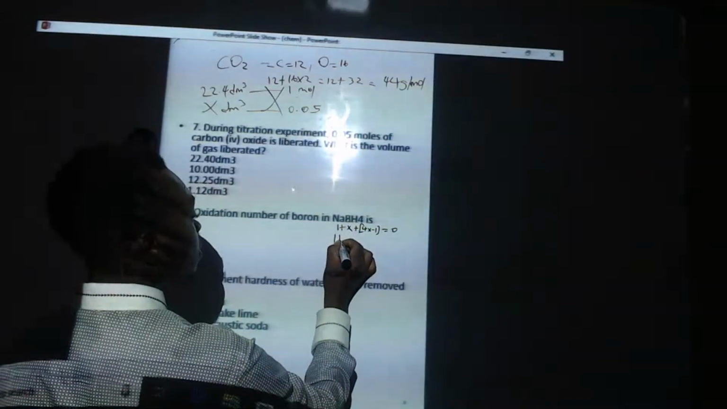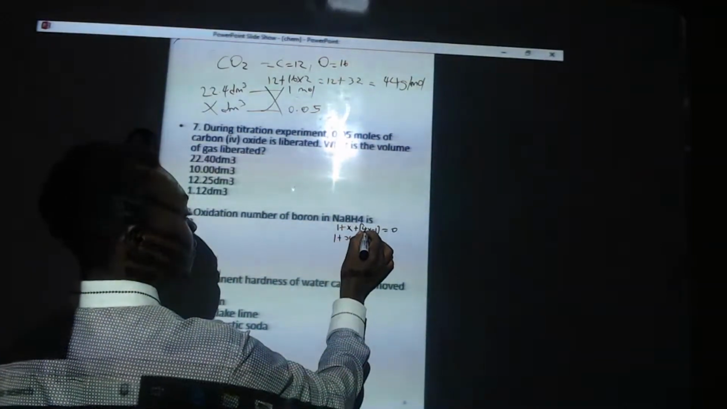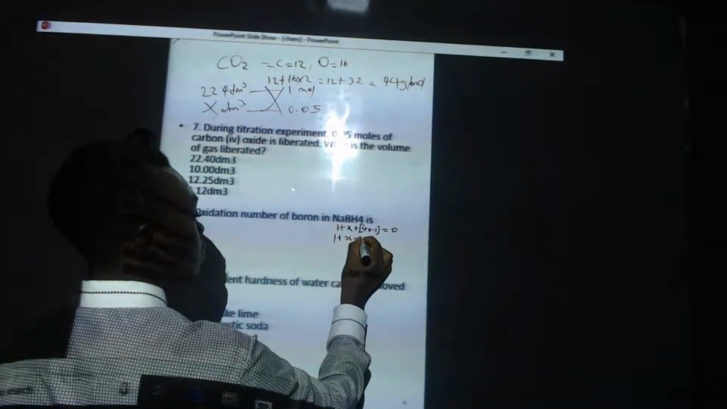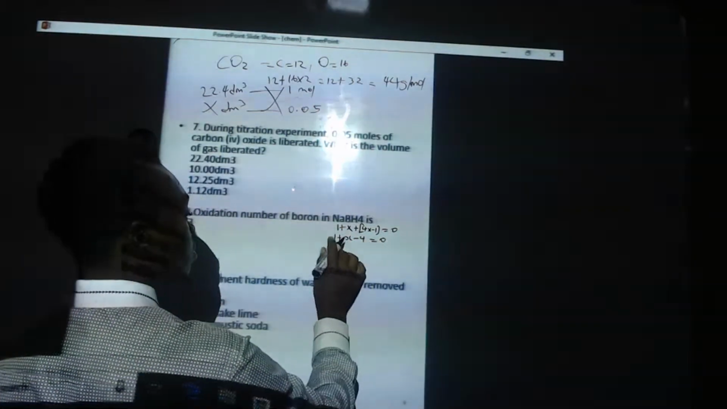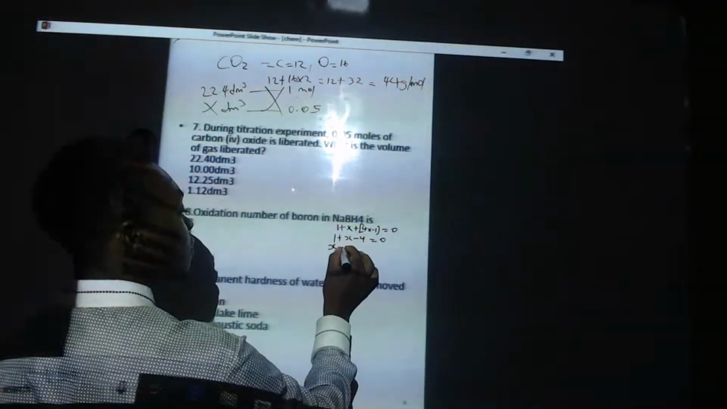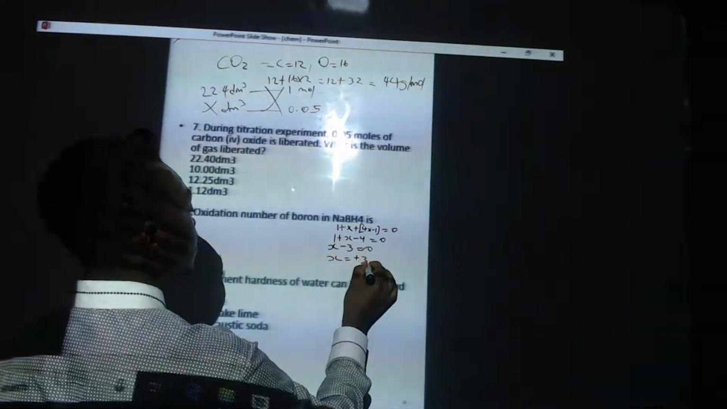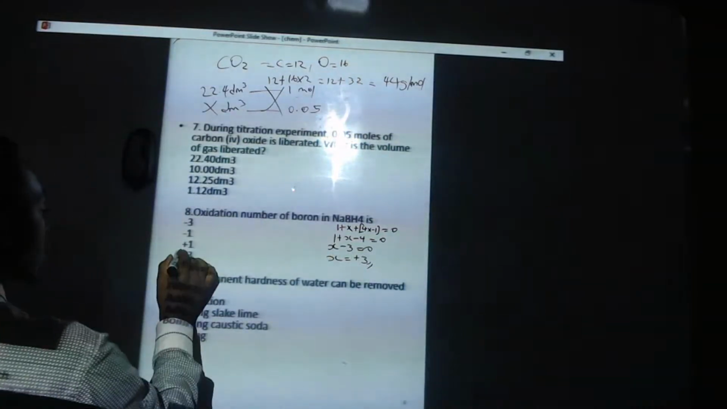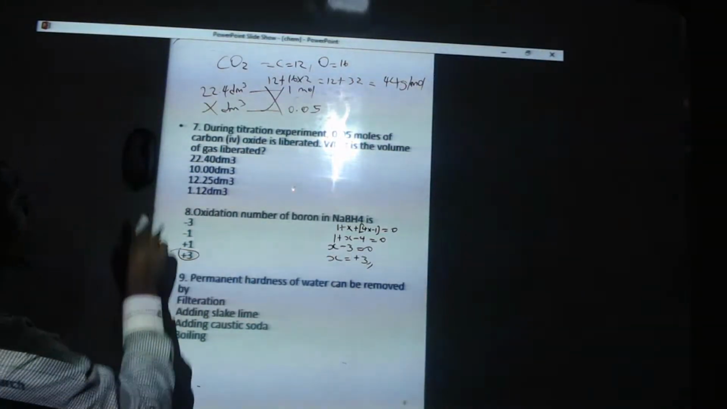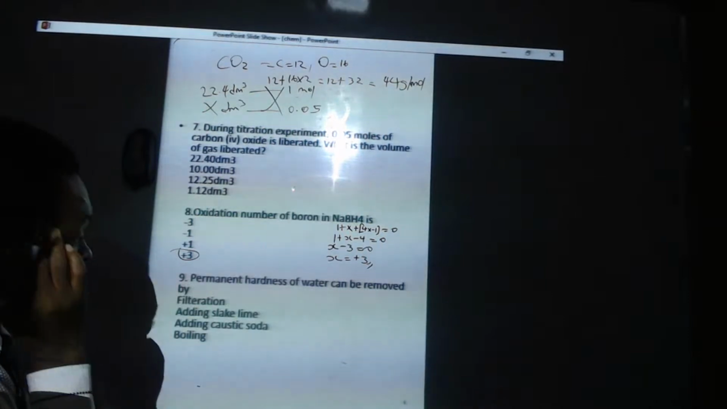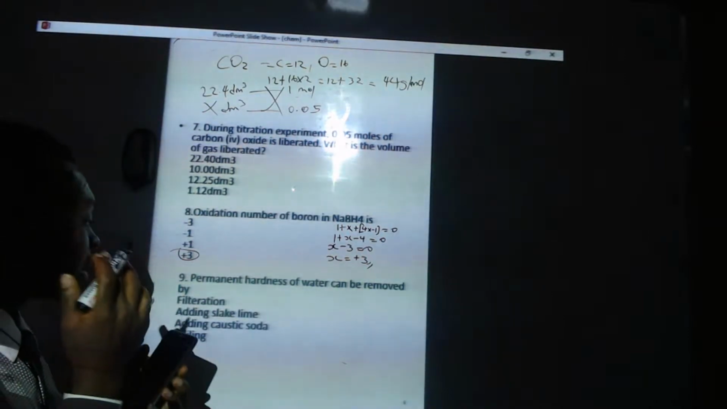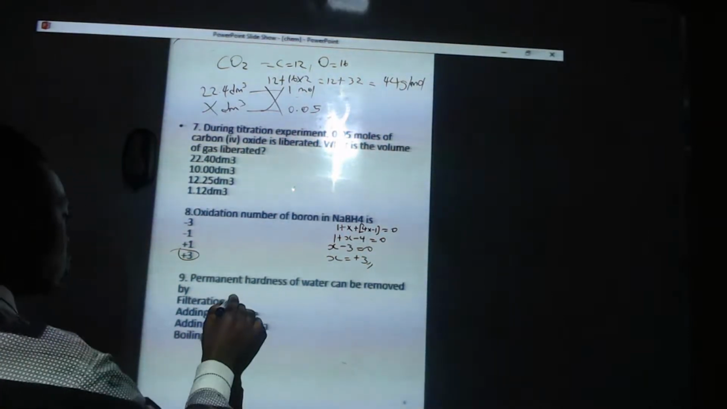So it's going to be 1 plus x, and then 4 times minus 1, which is minus 4, equal to 0. So this is now going to be x, 1 minus 4 gives me minus 3, equals 0. So your x is equal to plus 3. So here your answer is what? Plus 3.